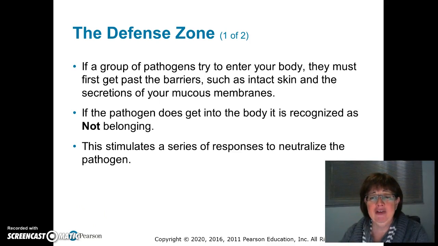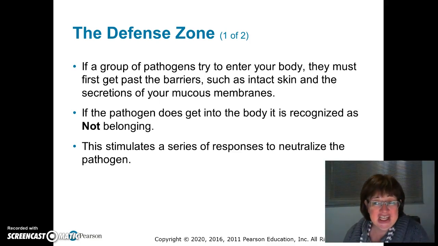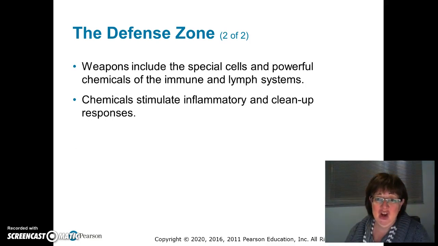So if a group of pathogens enter your body, they must first get past the barriers. And the barriers are what is seen as your first line of defense. This is intact skin and secretions of your mucous membranes. If the pathogen does get in, it is recognized as not belonging, and that will then stimulate a whole set of responses to neutralize the pathogens, because our bodies have a response to determine the difference between self cells and non-self.